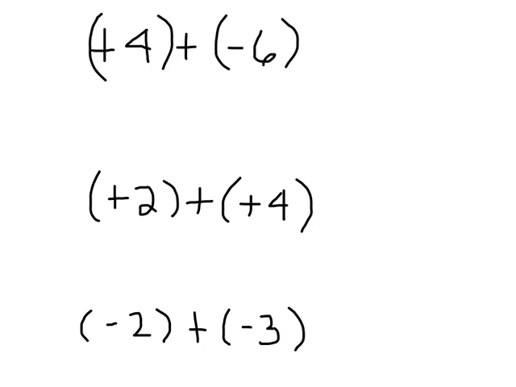Alright, here you can see that we've got a positive and a negative in this first one, positive 4 and negative 6. So that tells us one of each. It's going to be a subtraction problem. So I'm going to visualize it as 6 minus 4 equals 2. 6 is larger and it is a negative, so my answer is going to be negative 2.